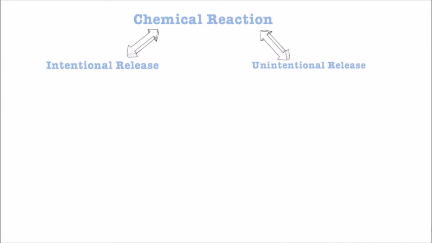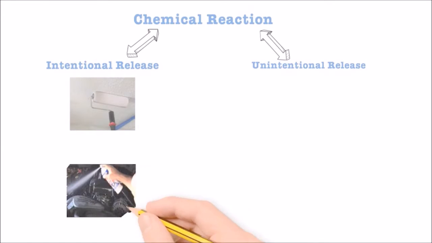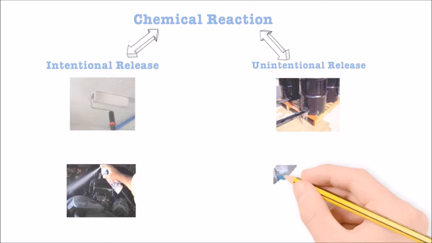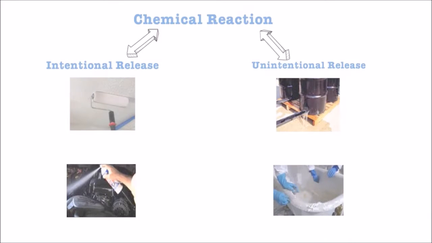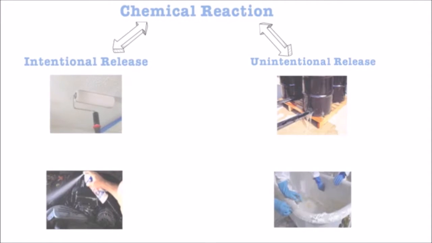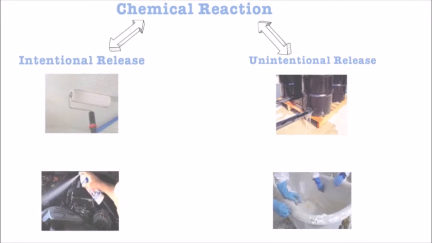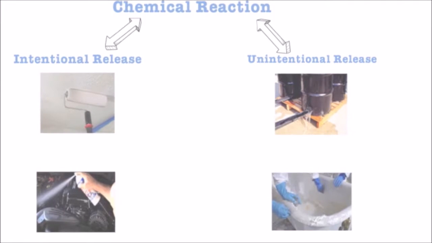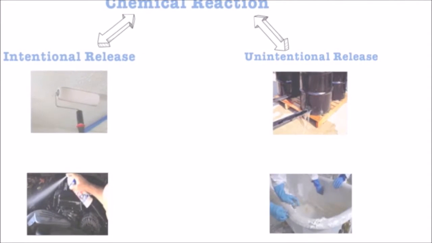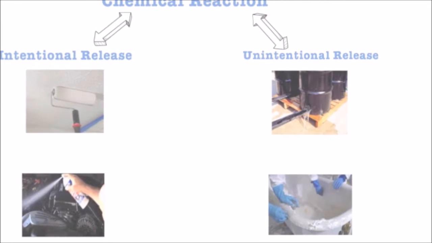Intentional release can occur by applying chemicals to the work process, like painting a wall or degreasing a mechanical component. On the other hand, unintentional release occurs when chemicals are spilled, when chemicals leak from pipes or other types of storage vessels, and also the misapplication of chemical products, like mixing two of the wrong chemicals together or applying the wrong chemical to the work surface.